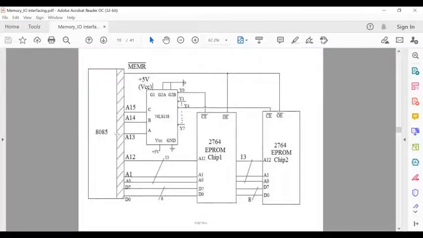The remaining address lines for the 8085 are 13, 14, 15. So three address lines remain, and that's why we need to connect a 3:8 decoder IC. These three lines are used as the select inputs. Whatever the combination, according to that select lines combination, the required output will be activated.